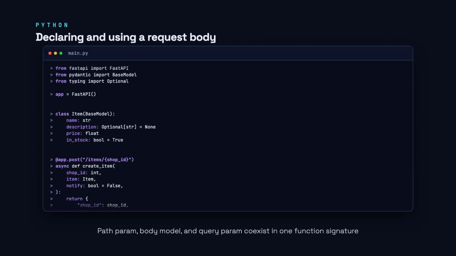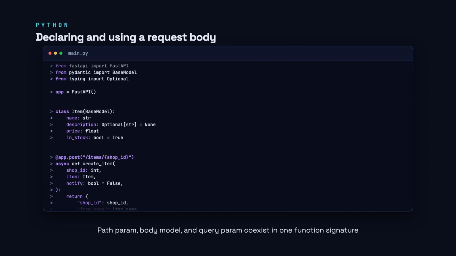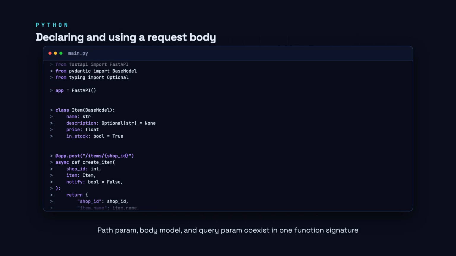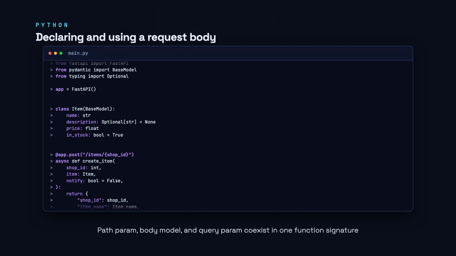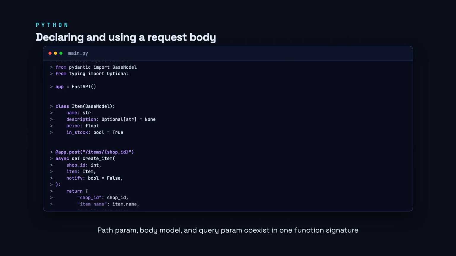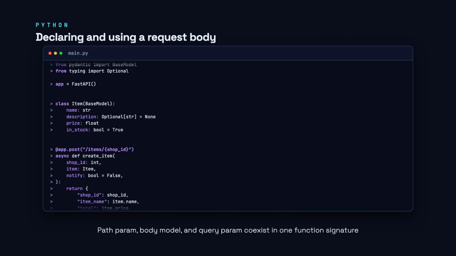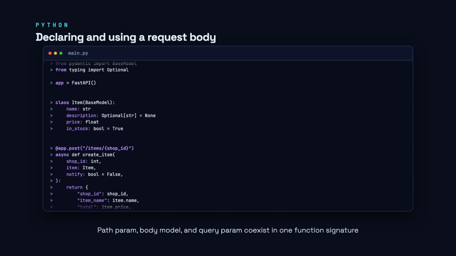Starting at the top, we import FastAPI and Pydantic's BaseModel, then create the app. The Item class inherits from BaseModel and declares 4 fields. Name is a required string, description is an optional string defaulting to None, price is a required float, and in_stock is a bool that defaults to True.